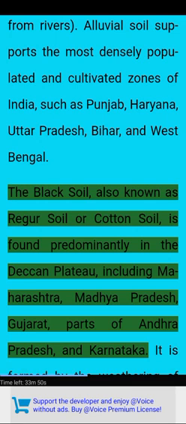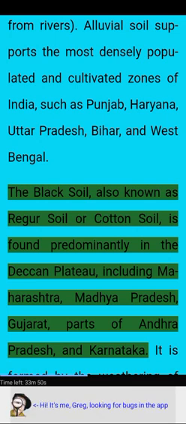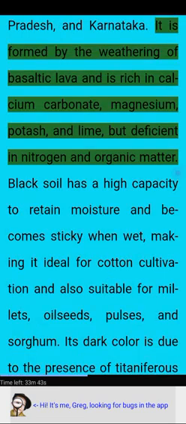The black soil, also known as Regur soil or cotton soil, is found predominantly in the Deccan Plateau, including Maharashtra, Madhya Pradesh, Gujarat, parts of Andhra Pradesh, and Karnataka. It is formed by the weathering of basaltic lava and is rich in calcium carbonate, magnesium, potash, and lime, but deficient in nitrogen and organic matter.